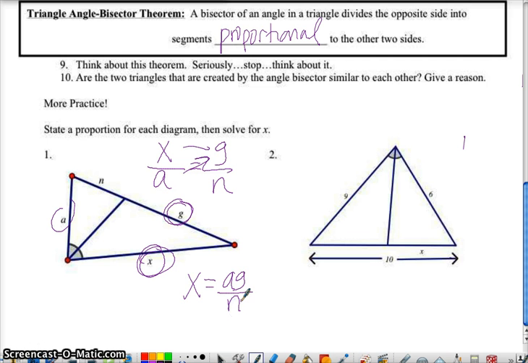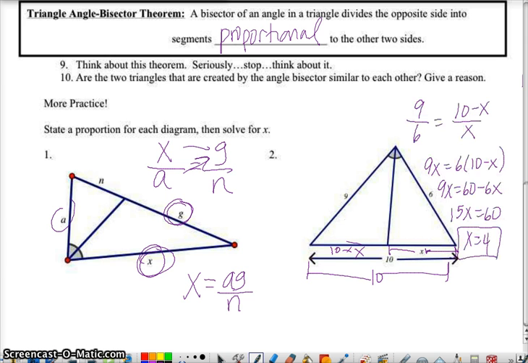Sorry, this next one, you might want to pause and try it on your own, but if this whole thing is 10, then that means this little part here is 10 minus x, because this was x. I'm going to pause to finish and then explain. Okay, so there are a variety of proportions, but I set up 9 is to 6 as 10 minus x is to x. I cross multiply, I get 9x equals 6 times 10 minus x. I distribute my 6, then I add my 6x over here, so I get 15x equals 60, therefore x equals 4.